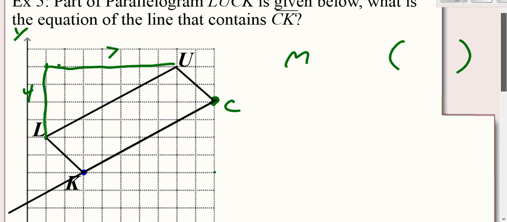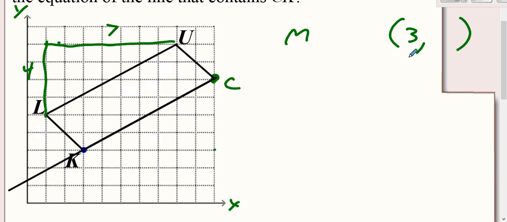It has to pass through point K, which is the point 3, 3. 1, 2, 3, 1, 2, 3. And we know the slope because it has to be parallel to LU, which means it has to go up, rise over run, up 4 over 7. So you're writing an equation with a slope of 4/7 that goes through the point 3, 3.